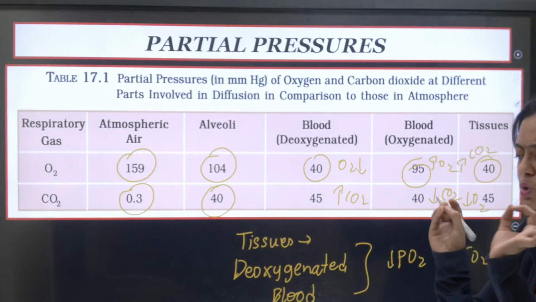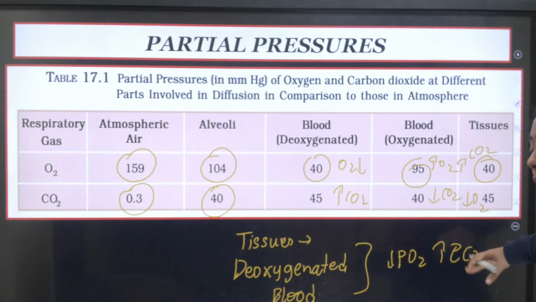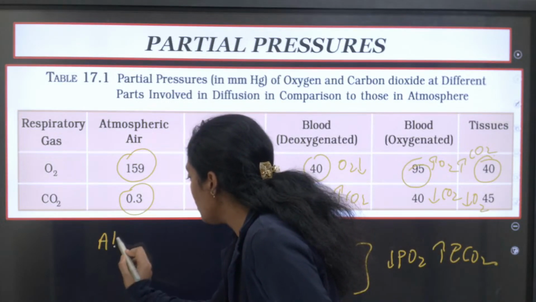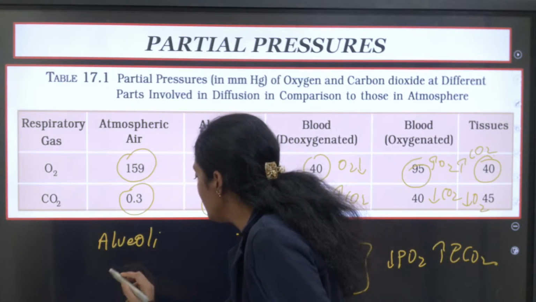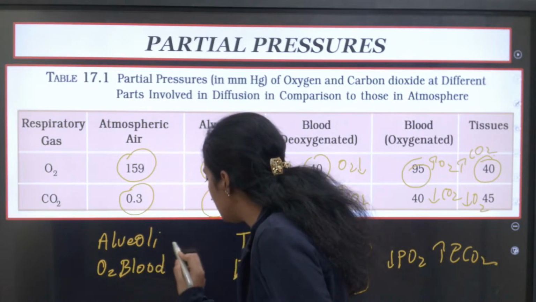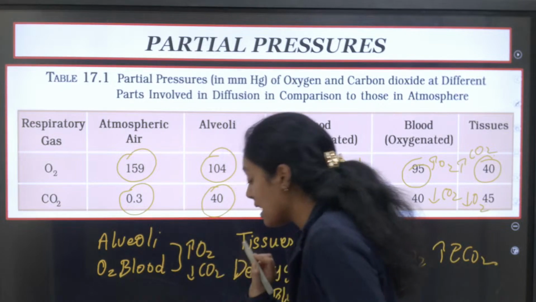ஓகே, இந்த சாப்டர்ல கொஞ்சம் பிசிக்ஸ் நம்ம புரிஞ்சுக்கணும் பசங்களா. PO2 வந்து லோவா இருக்கும், கார்பன் டை ஆக்சைடு வந்து அதிகமா இருக்கும். அதே என்னோட alveoli-ல அப்புறம் O2 blood. O2 bloodனா என்ன பசங்களா? Oxygenated blood. இதுல வந்து oxygen அதிகமா இருக்கும், carbon dioxide கம்மியா இருக்கும்.